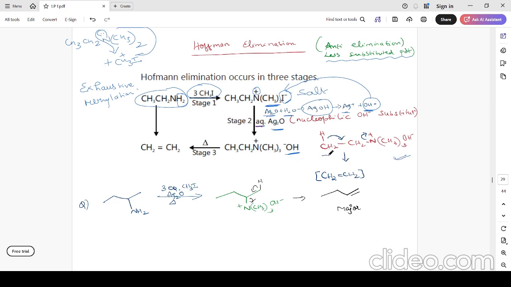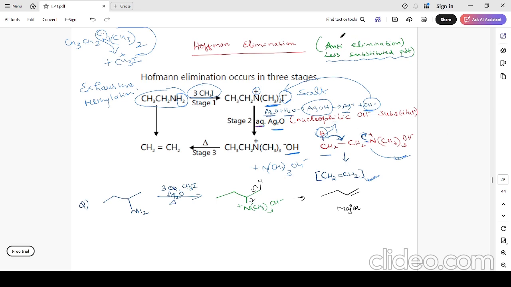So I am writing CH3, the hydrogen is written here for understanding, CH3, CH2, N plus, CH3 thrice, OH minus. So this H plus moves out, the bond shifts in, and this nitrogen moves along with its bond pair. So what will I have? I have CH2 double bond CH2 plus N(CH3)3 OH. So what I have formed here is a less substituted alkene.